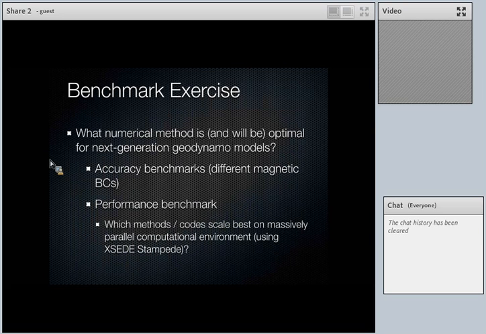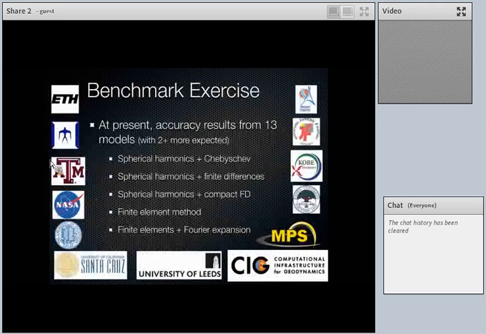First, we're asking for all the different dynamo models in the community to carry out accuracy benchmarks to see how well they're working for a couple different magnetic boundary conditions. And then CIG itself is performing, in a sense, a standardized benchmark exercise in which all the different codes are going to be run in the same environment using the Stampede machine in Texas. All the codes will be on the same massively parallel device, and we'll see how they then scale for performance, to see who runs not just accurately but fastest.